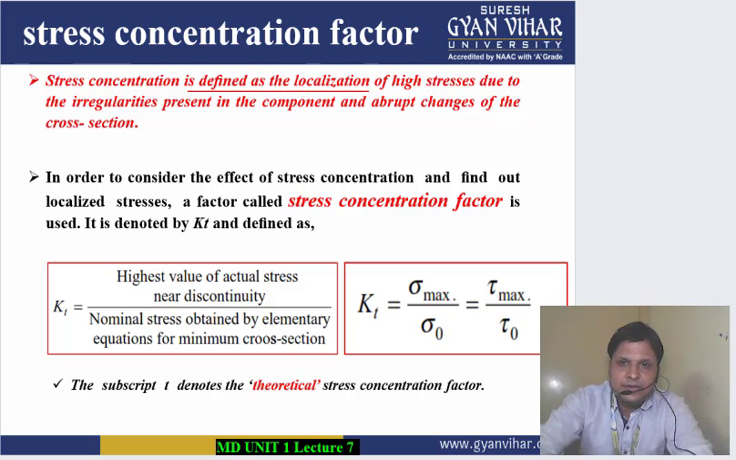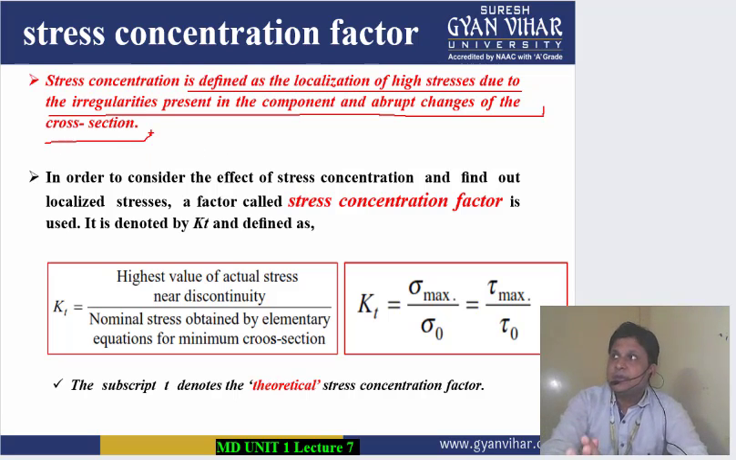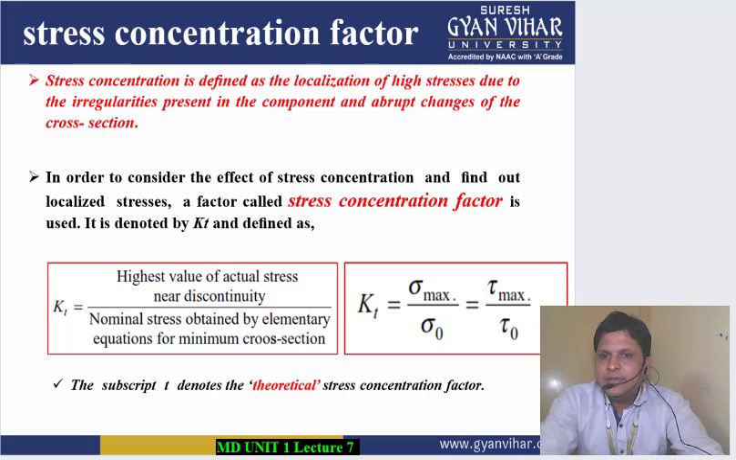It is defined as the localization of high stresses due to the irregularities present in the component and abrupt changes in cross section. Stress concentration is basically the localization of high stresses due to irregularities and abrupt changes in the cross section. So, in order to consider the effect of stress concentration and find out localized stresses, a factor called the stress concentration factor is used. It is denoted by KT.